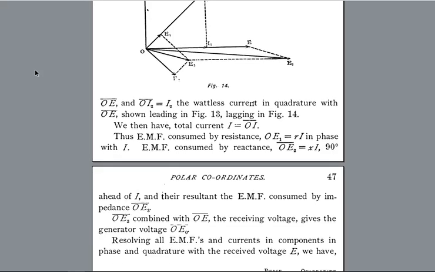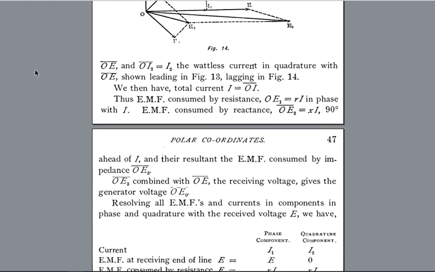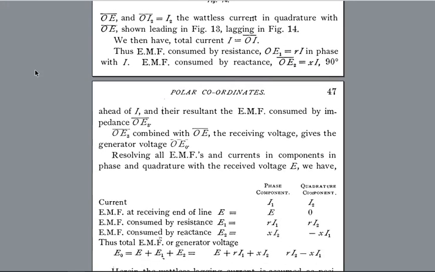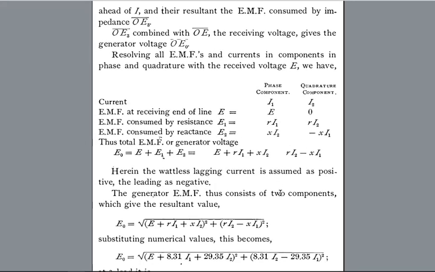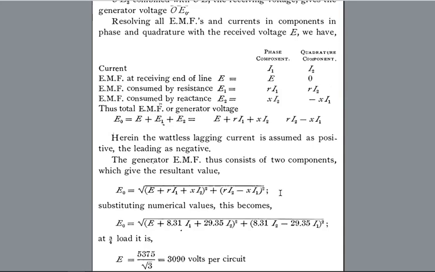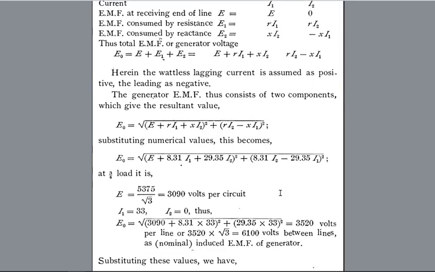Resolving all electromotive forces and currents in components in phase and quadrature with the received voltage E, we have: phase component, current I1; quadrature component, current I2; electromotive force at receiving end of line, E and 0. Electromotive force consumed by resistance, E1 equals RI1 and RI2. Electromotive force consumed by reactance, E2 equals XI2 and negative XI1. Thus, total electromotive force or generator voltage, EG equals E plus E1 plus E2 equals E plus RI1 plus XI2, plus j times the quantity RI2 minus XI1. Herein, the wattless lagging current is assumed as positive, the leading as negative.